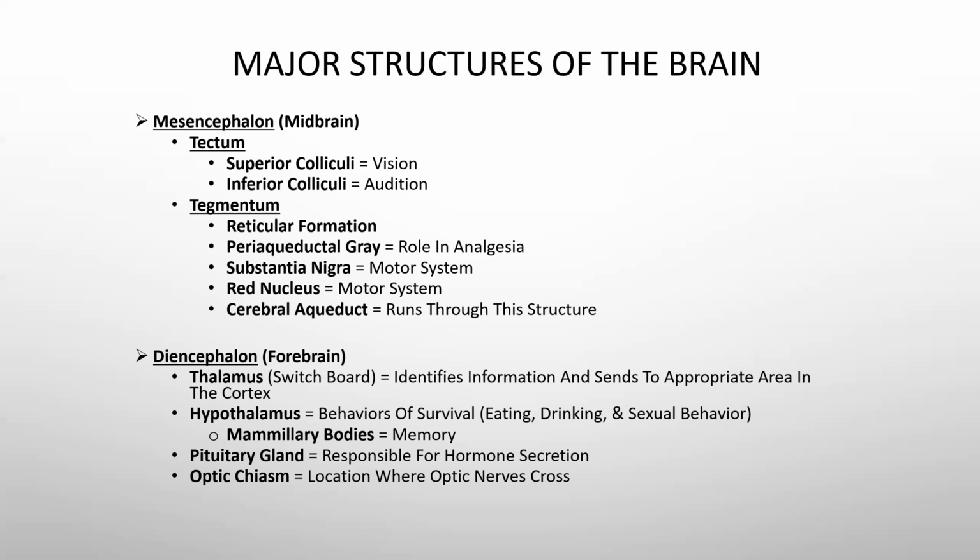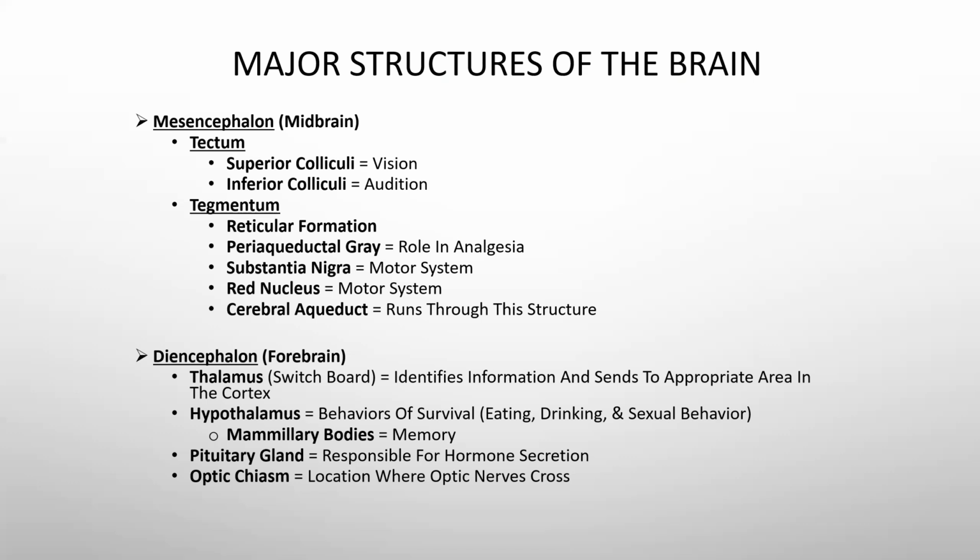Okay. And then we go on to the diencephalon. Now we're moving up to the forebrain. Here you have the thalamus, which is the switchboard. It identifies information and sends it to the appropriate area in the cortex. Below the thalamus, and that's why it's called the hypothalamus, you have behaviors of survival, so eating, drinking, and sexual behavior. Part of that hypothalamus is also the mammillary bodies, which are specific for memory. And we'll see mammillary bodies again in a little bit as it's associated with an entire brain system.